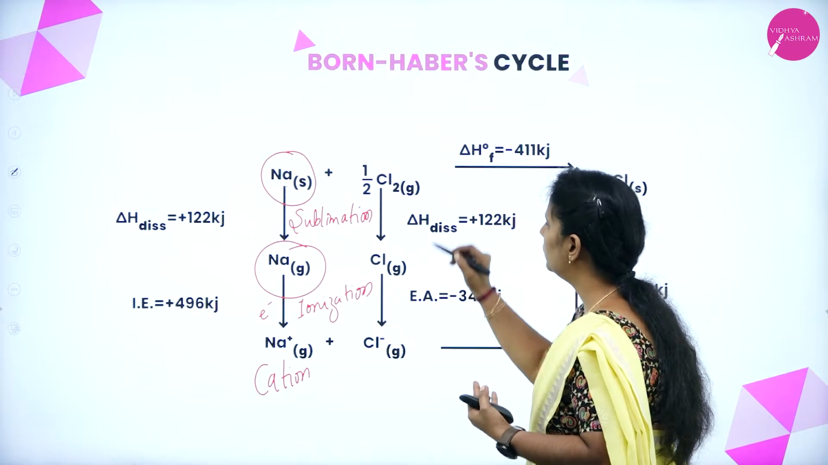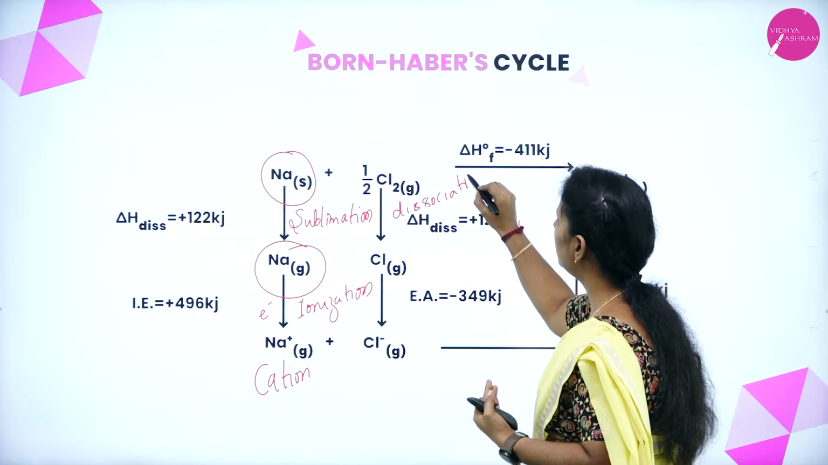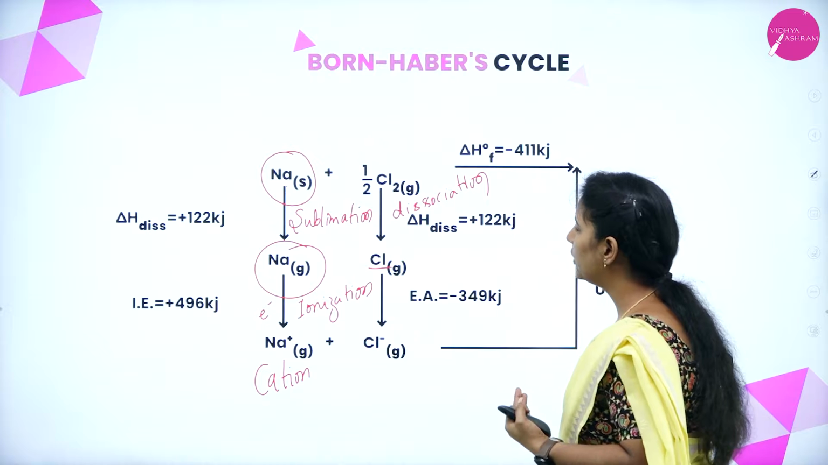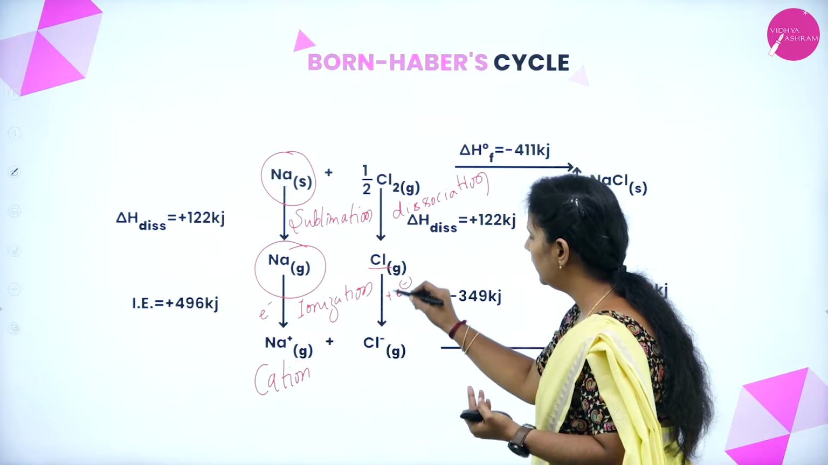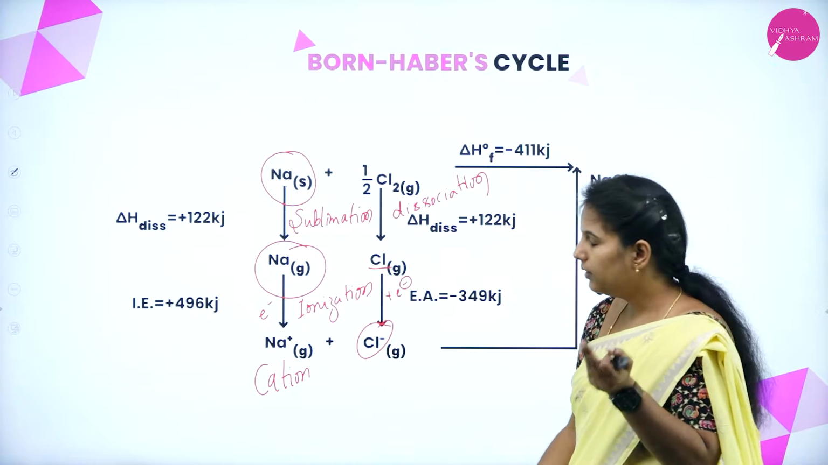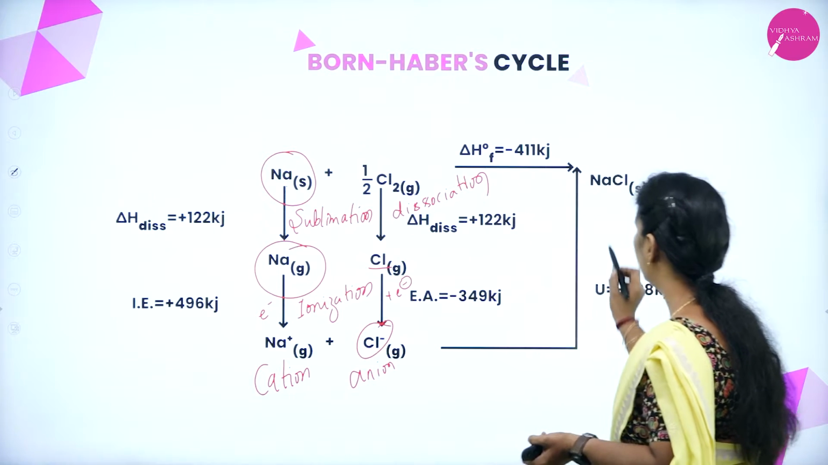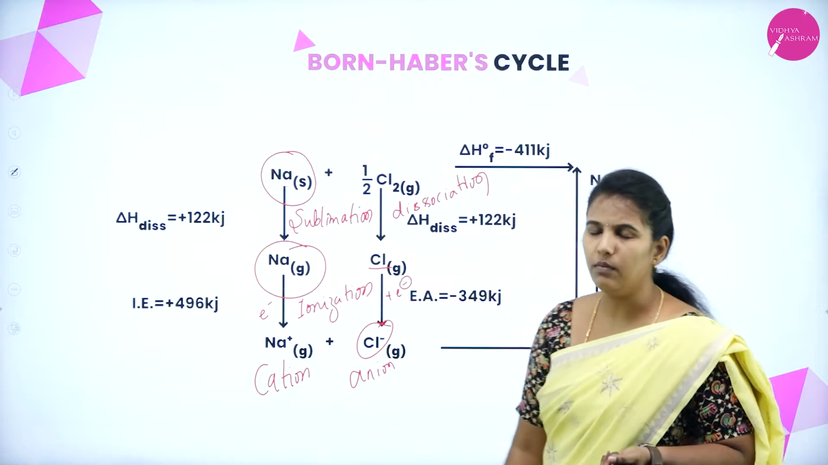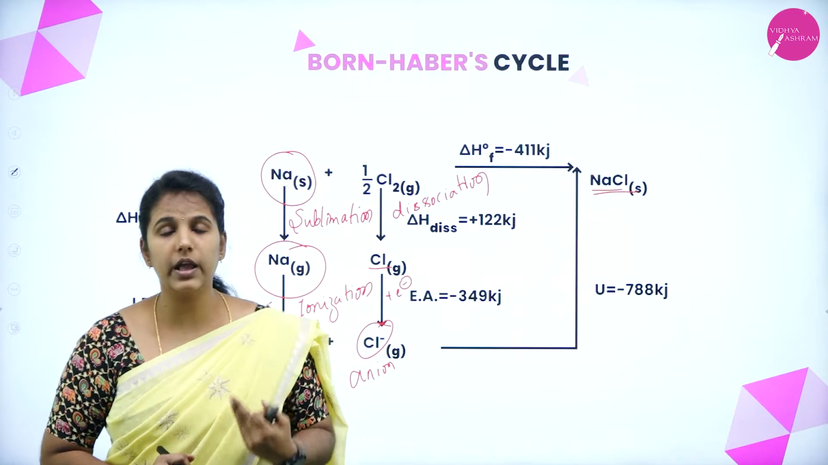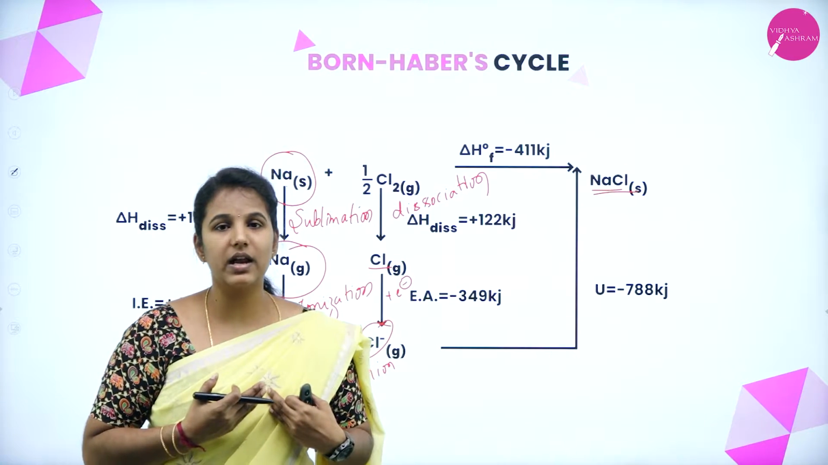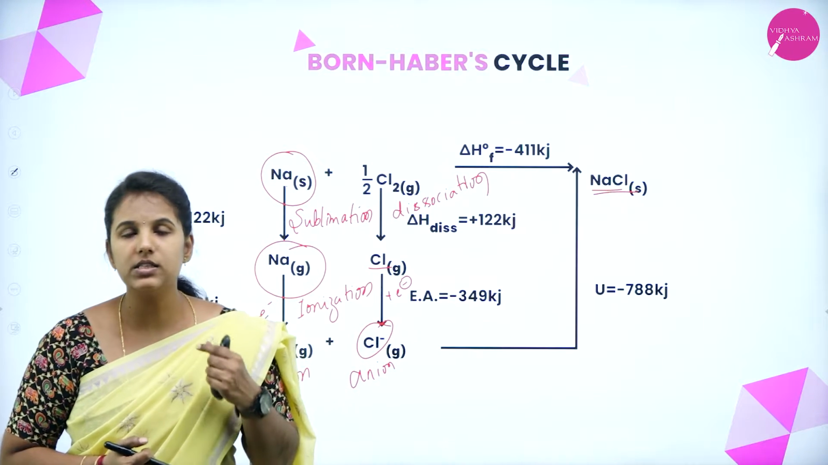Again, the chloride undergoes what? Dissociation. It undergoes dissociation and forms chlorine atoms, and this chlorine atom accepts this electron and becomes a chloride anion. These cations and anions, when combined, result in the formation of sodium chloride. This is how, by using the Born-Haber process, we can easily understand how ionic bonds are formed between two oppositely charged elements.